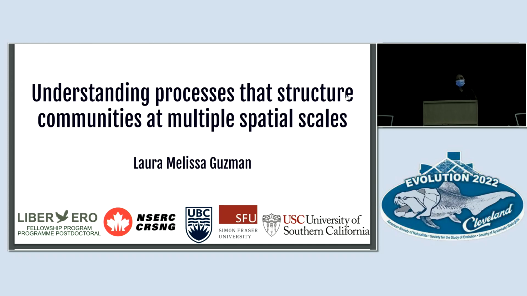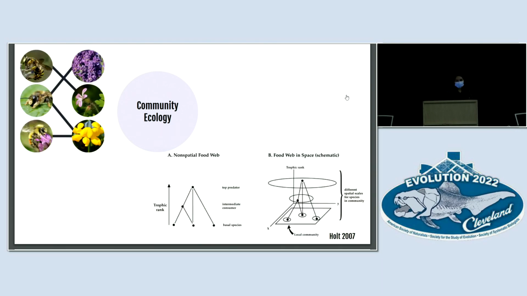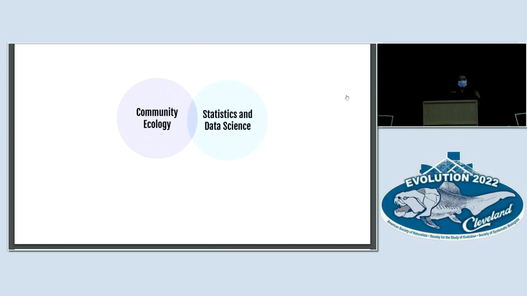Today, I want to tell you about some of my work trying to understand the processes of structured communities at multiple spatial scales. I'll give you an overview of some of my research, both throughout my PhD and my postdoc. I've been trained as a community ecologist, and most of my time I've spent thinking about how species interact with one another, both in food webs, but more recently as well in some mutualistic interactions. Throughout my PhD, I developed a love for statistics and data science, and I've brought it to as much of my work as I can.